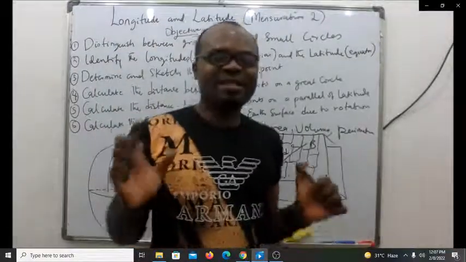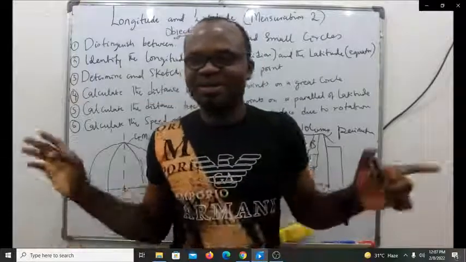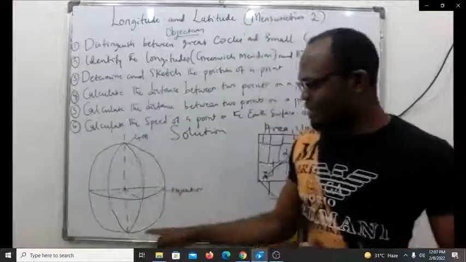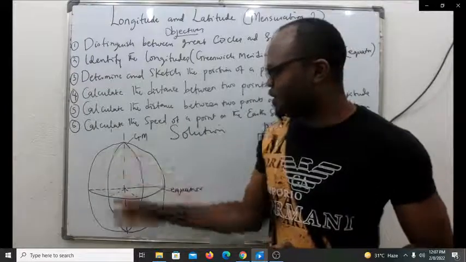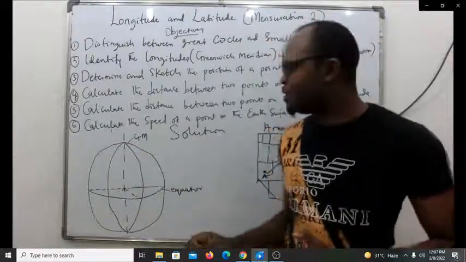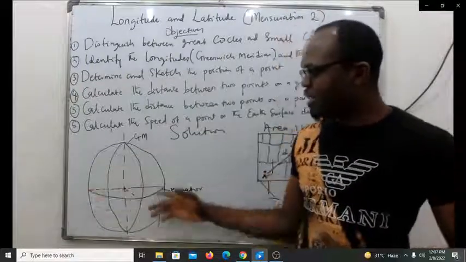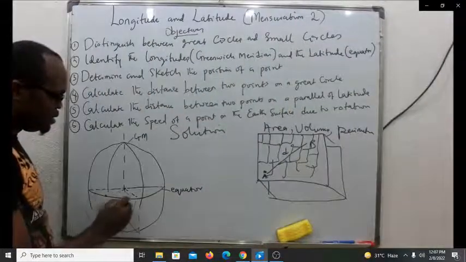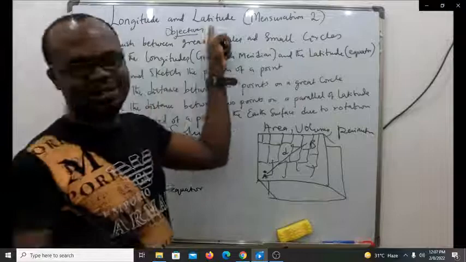But now, when you're looking at the Earth's surface, you're not talking about any other object. You're not talking about a square. You're not talking about a rectangle. You're not talking about a cone. Now you're considering the Earth's surface. This is the shape of the Earth. It's a sphere. The Earth is spherical. So when you're talking about calculations on the Earth's surface, noting the distances between points on the Earth's surface, you use longitude and latitude.